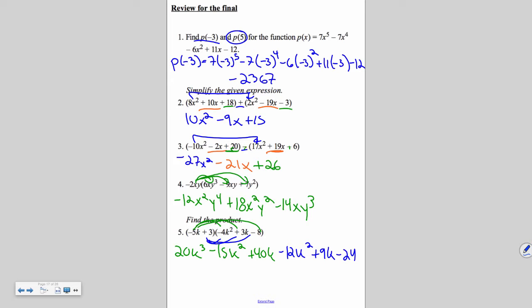You then combine your like terms. So there's no other k to the 3rds. There are k squared, so it's minus 27k squared. You combine the k's, plus 49k, and then there's no other number, just a plain number, so minus 24. And that is your answer.